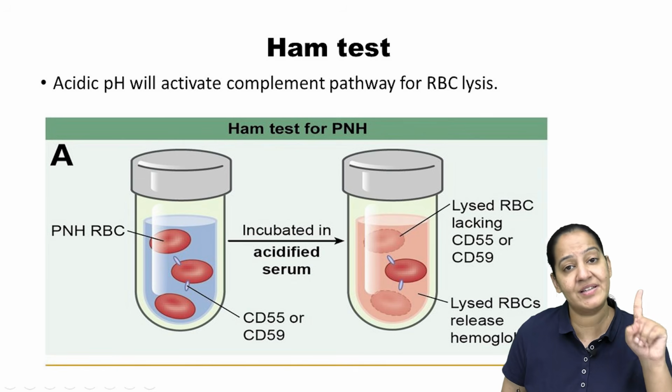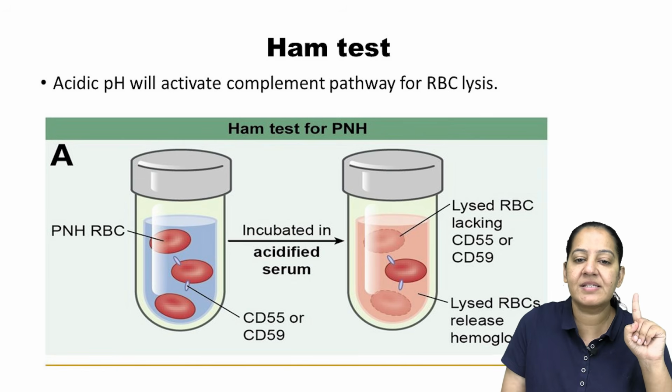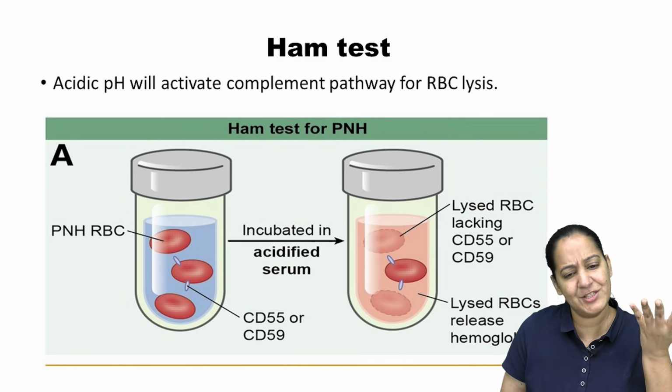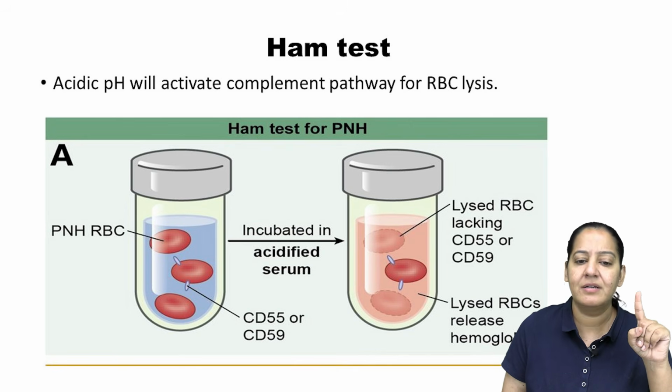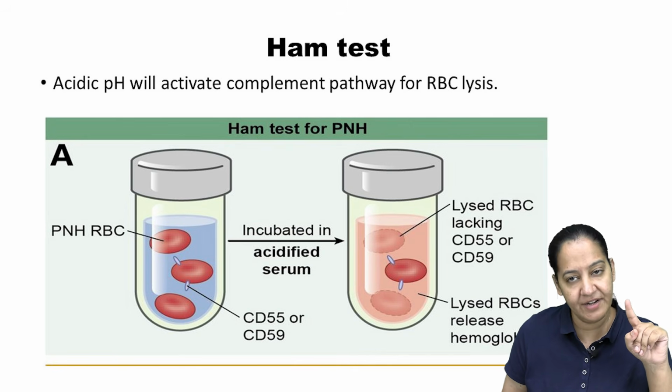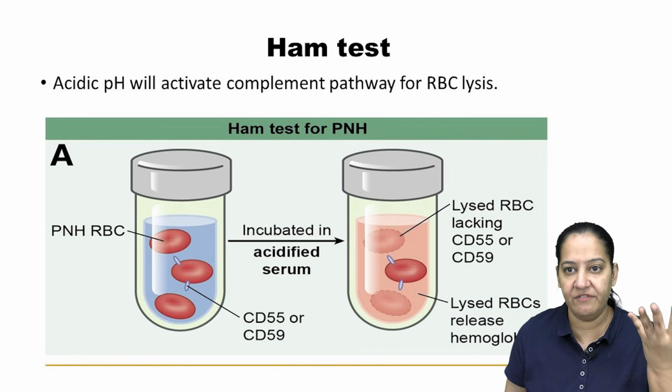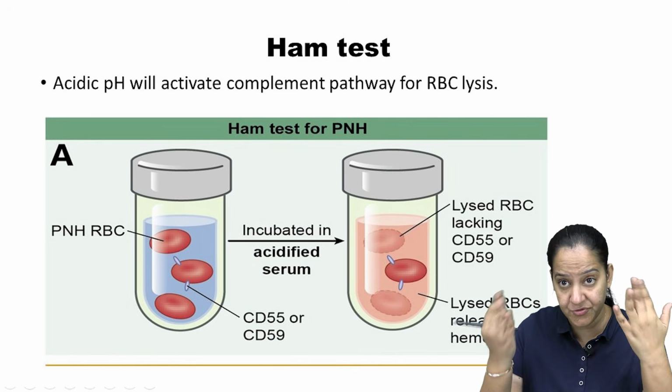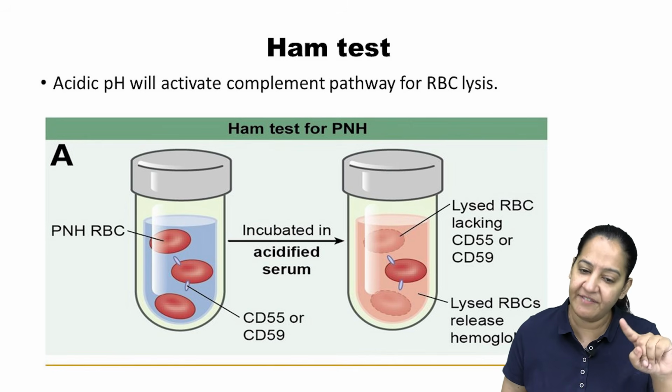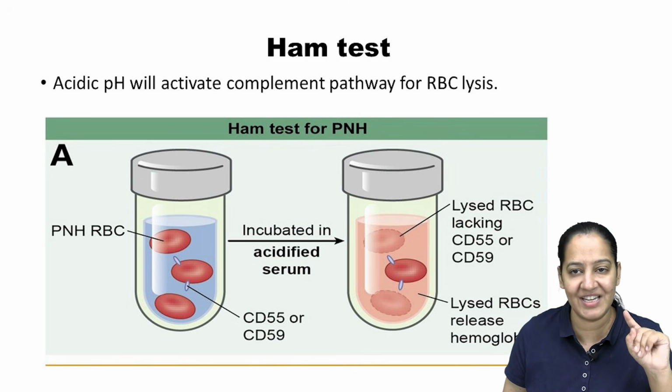Now there is one screening test and one confirmatory test. The screening test is the Ham test. What is the Ham test? It's very easy. Take the RBCs in a test tube and acidify them artificially. We are not asking the patient to sleep for natural acidification of the blood. We are acidifying the serum artificially. You add the acid from outside.